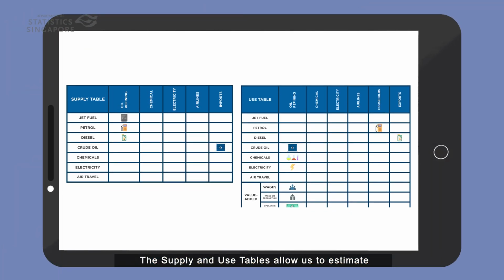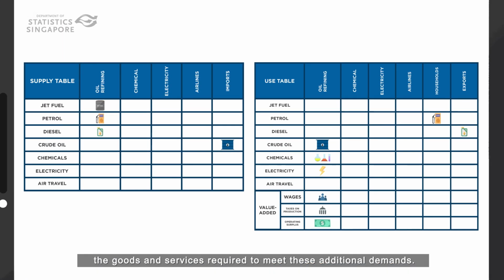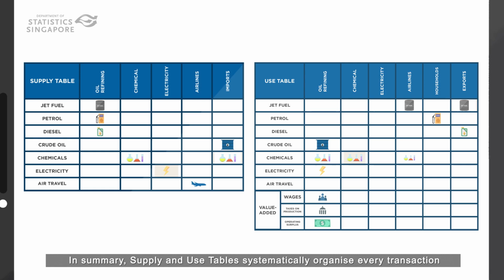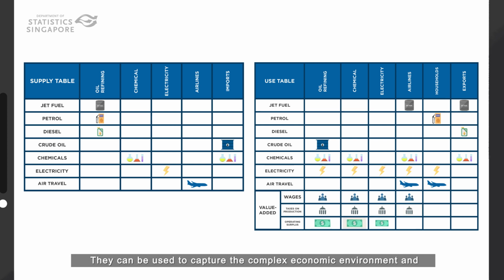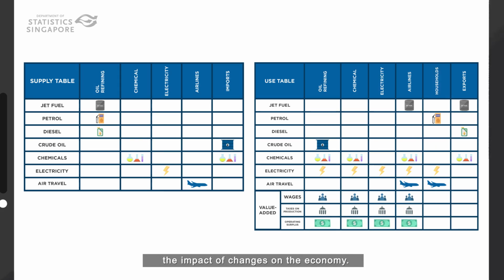The supply and use tables allow us to estimate the goods and services required to meet these additional demands. In summary, supply and use tables systematically organize every transaction between producers and consumers. They can be used to capture the complex economic environment and the impact of changes on the economy.